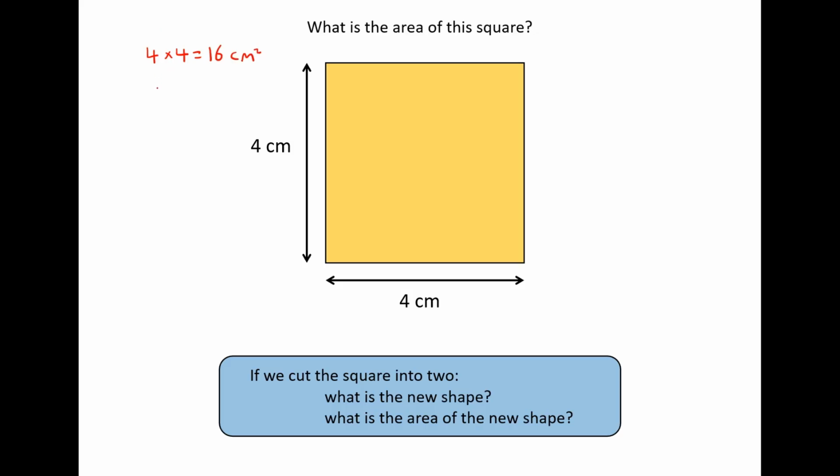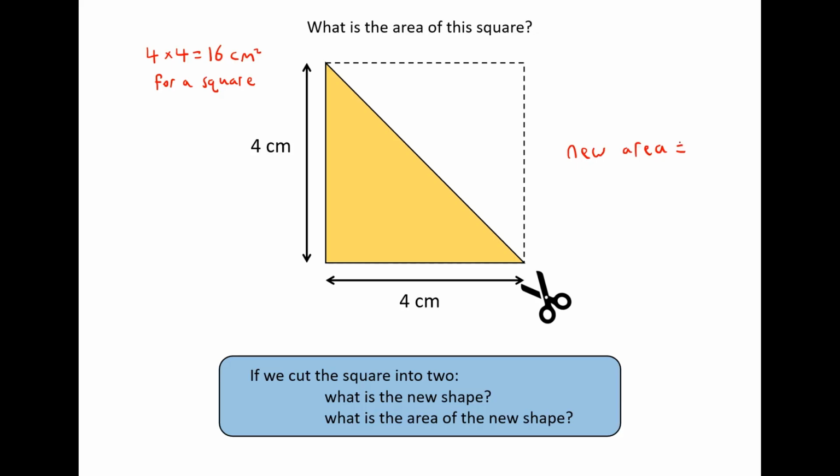And this is for a square, right? Okay, great. Now what happens if I cut this square in half? What's the area now? Well, the new area is going to be half of that now. It's just going to be 8 centimeters squared. Exactly half of 16 because I just cut it in half.